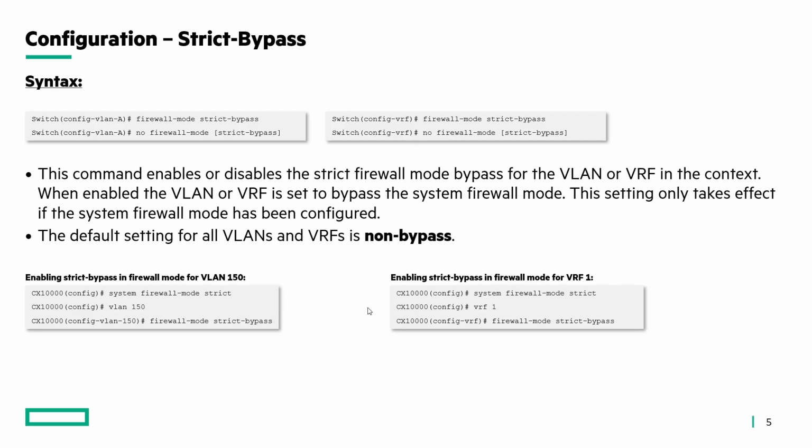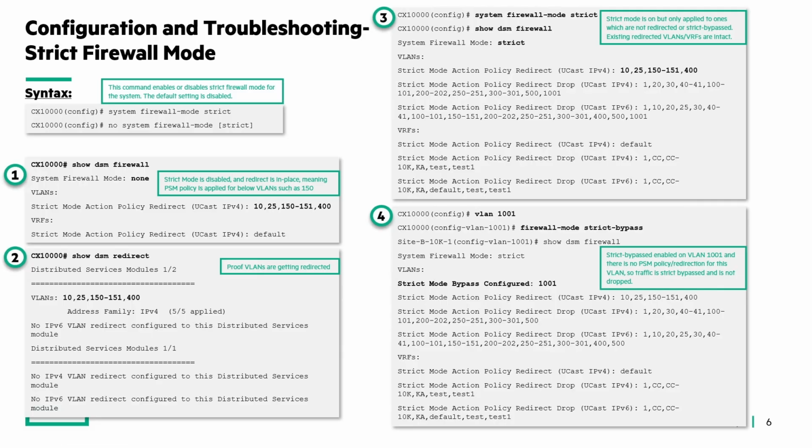So let's get into certain details about the configuration as well as troubleshooting. So the main global configuration to enable firewall mode is this. In the global configuration mode, this command enables or disables strict firewall mode, and the setting is disabled by default. Let's take it step by step. So show DSM firewall. If you do this and there is no firewall on, it's none here, and you see there's a VLANs and VRF level, you'll see strict mode action policy redirect, unicast and IPv4. Right now I have this on the switch, that's why it's showing IPv4.